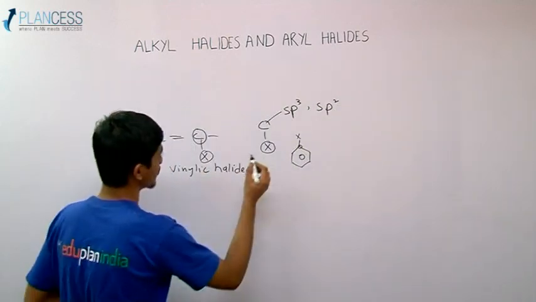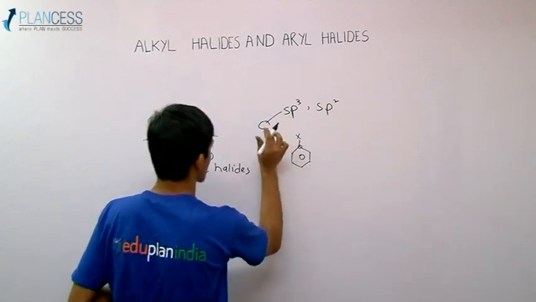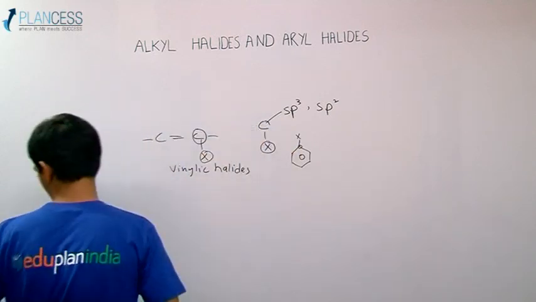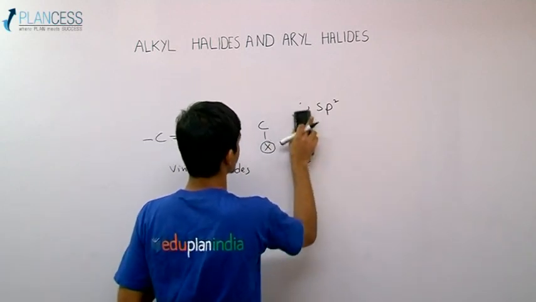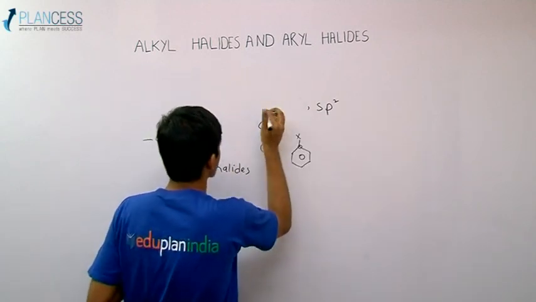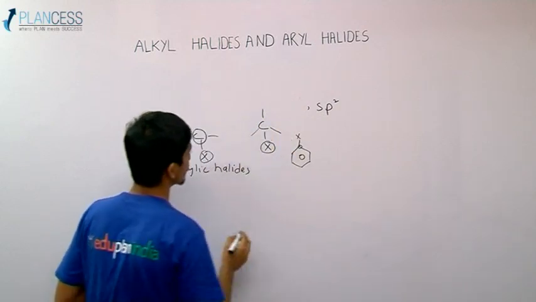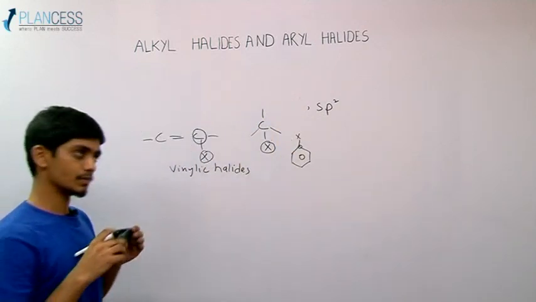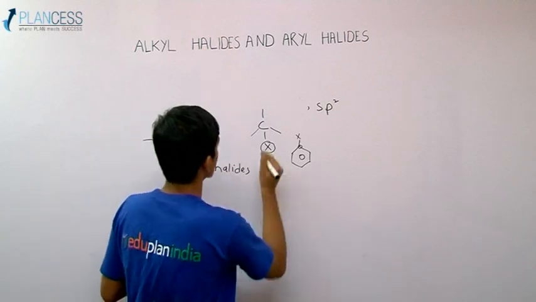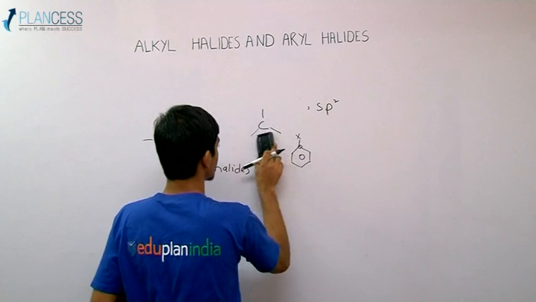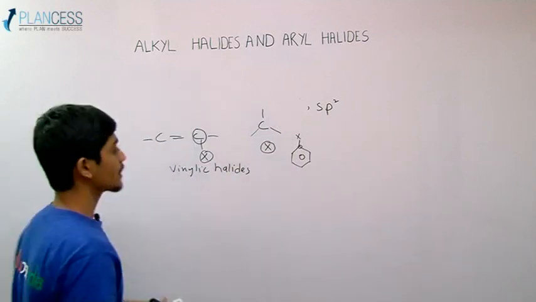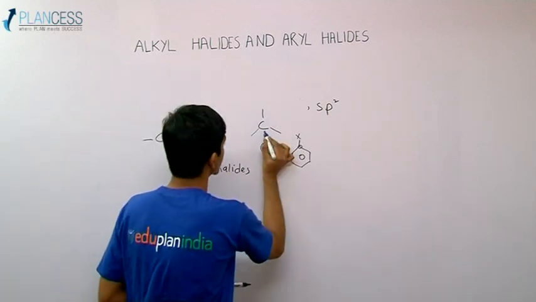So if you see alkyl halides, the halogen is directly attached to the sp3 carbon, and the sp3 carbon has a tetrahedral structure, as we all know. Moreover, the most important part of this structure is this bond, which I will show in a different color. That bond has some polarity. Why?